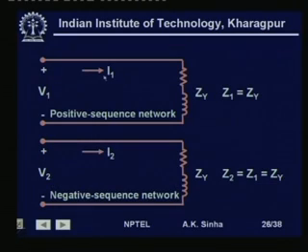Similarly, the positive sequence network impedance is the same as Zy, and the negative sequence network impedance is the same as Zy, with voltage V2 and current I2. So, this is how we get three separate networks for a balanced three phase load system.